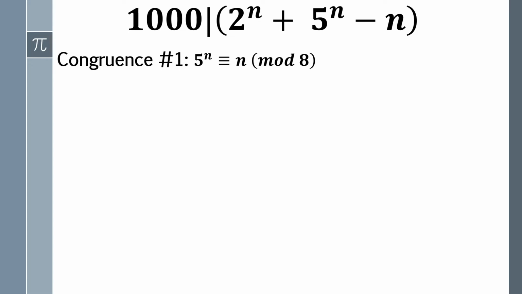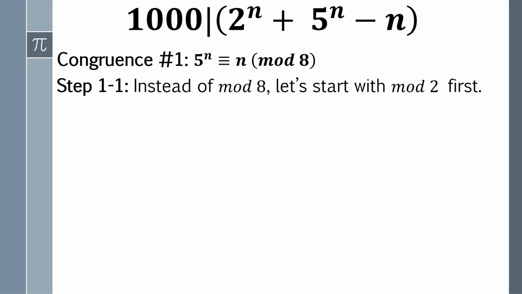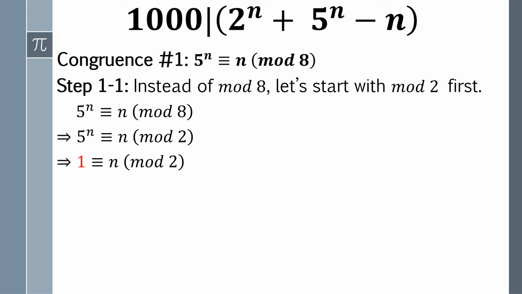We notice that this congruence relationship is not easy to handle, since 5 and 8 do not have a direct relationship. So instead of modulus 8, let's start with modulus 2 first. And this becomes much easier, since 5 to the nth power becomes 1 in the relationship. And that means n can be written as 2 times n0 plus 1.